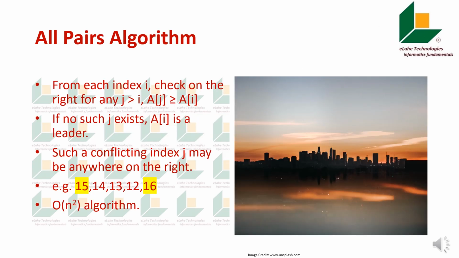We summarize the ideas illustrated through the previous example as a simple algorithm. For each index i, check to the right for any j such that a[j] is greater than or equal to a[i]. If no such j exists, a[i] is a leader. Note that such a j may be found anywhere to the right of i. The check for each i takes order n time. Hence, overall, this is an order n square algorithm.